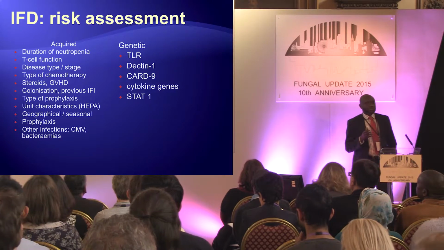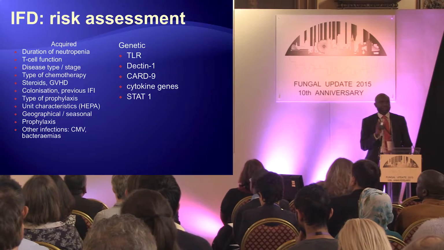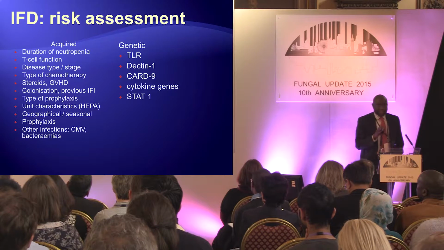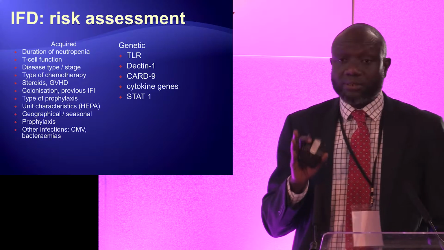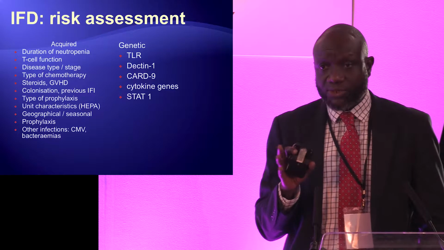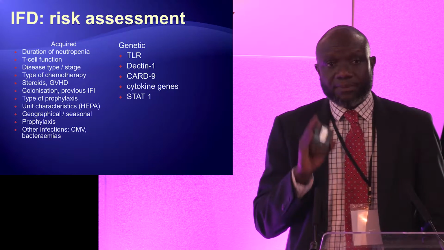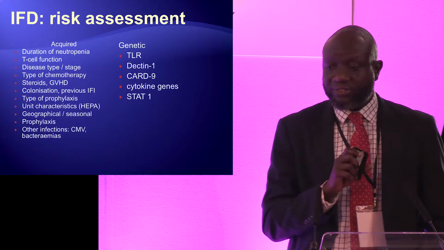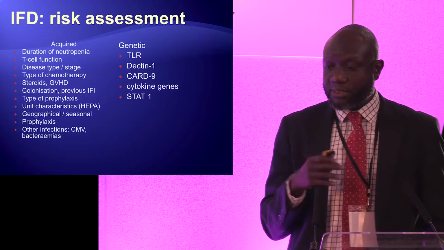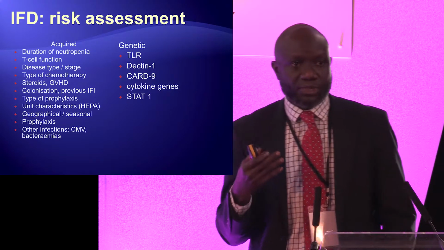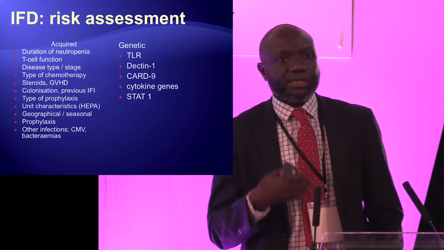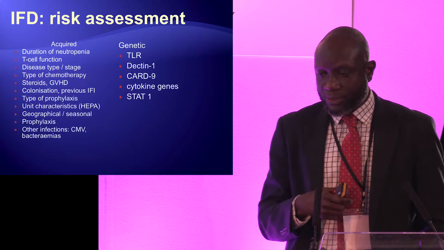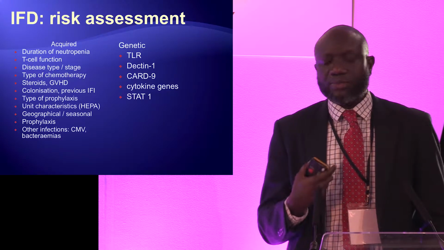Rosemary has alluded to this already, and you can divide the risk factors into two main categories: the acquired risk factors and the genetic risk factors. By far the most important risk factor, as far as we're concerned, is neutropenia. The depth and the duration of neutropenia is perhaps the single most important risk factor for developing fungal infection. To some extent, the function of the neutrophils is also important. So some of your MDS patients may not have very low neutrophil counts, but the function of their neutrophils is very poor.